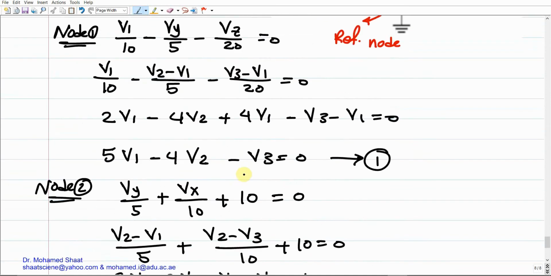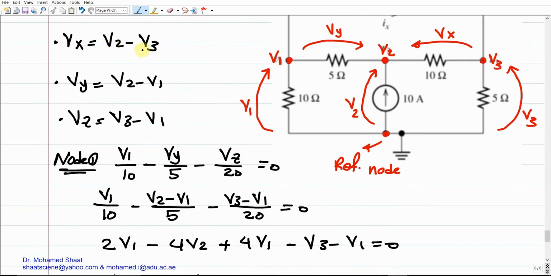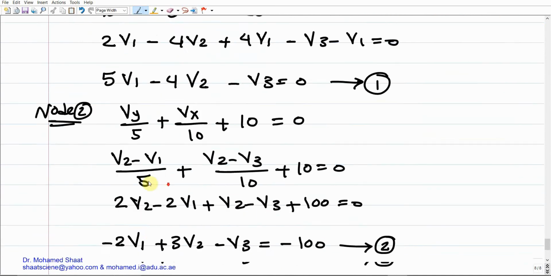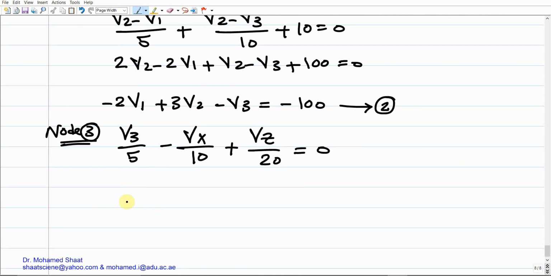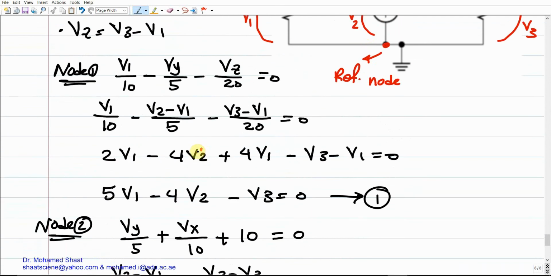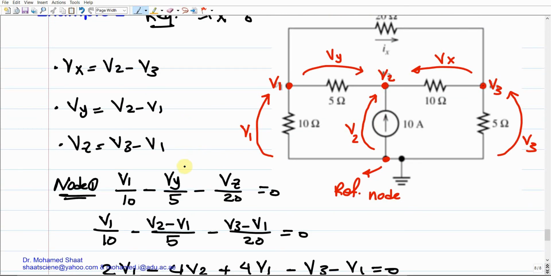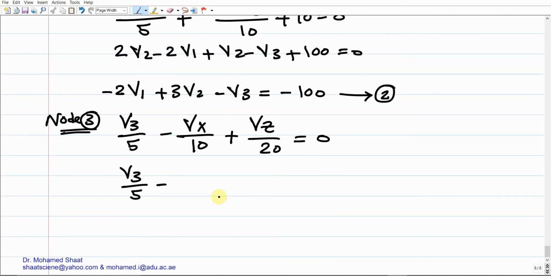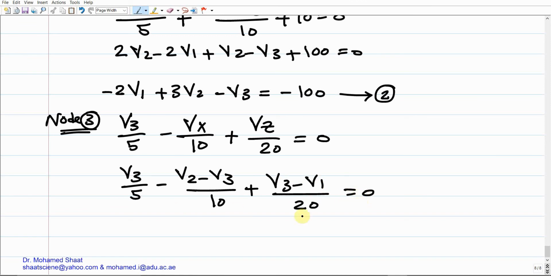Then we are going to substitute for Vx and Vz. Vx we got it by V2 negative V3, Vz V3 negative V1. If we substitute down here, we're going to end up with V3 over 5 negative, we got Vx by how much? It is V2 negative V3 over 10 plus V3 negative V1 for the Vz equals 0. Make sense? Then multiply all the terms times the highest denominator, which is 20.